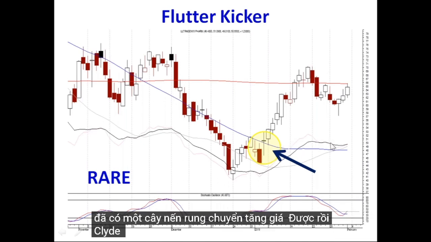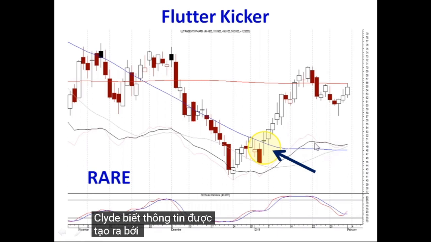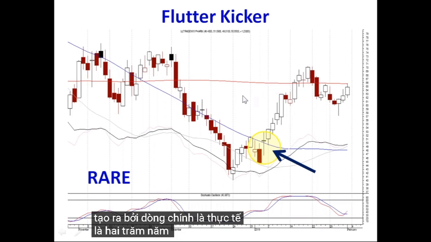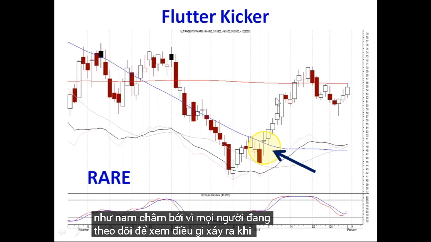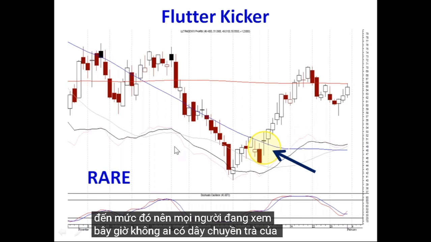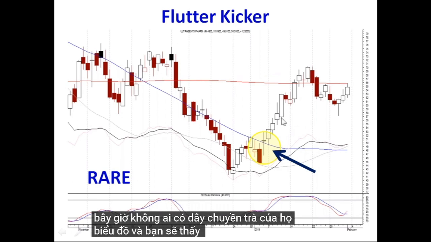All right, Clyde, no. The information that is generated by the T line is the fact that the 200 and the 50 work like magnets because everybody's watching to see what happens when we get to that level. So everybody's watching. Now, nobody has the T line on their charts. And if you want to put it on your charts, you'll find that it works very effectively.